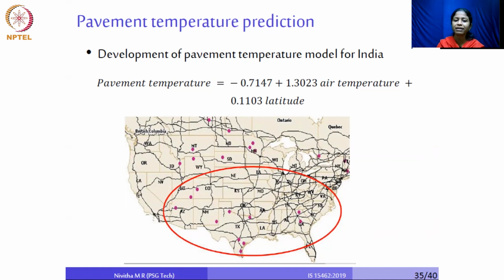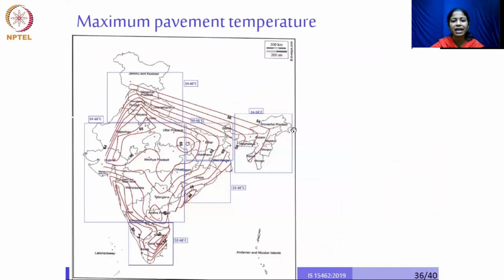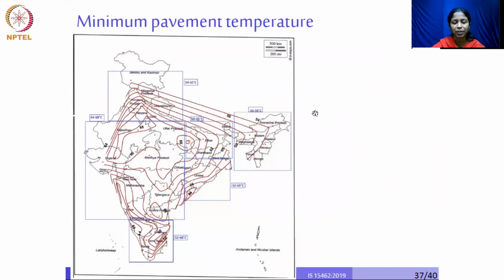And we had seen that compared to any other models available before, this regression model was able to better predict the pavement temperature data available for India. Based on this model, we used air temperatures for about 40 locations in India, calculated the pavement temperatures, and developed a pavement temperature contour. We classified them into different temperature ranges. This is the maximum pavement temperature contour, and this is the minimum pavement temperature contour.